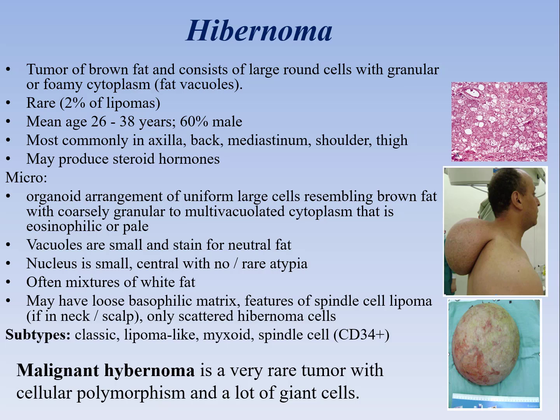Often there is a mixture of white fat. It may have a loose basophilic matrix, features of spindle cell lipoma, with only scarce hibernoma cells, but it's rare. Subtypes: classic, lipoma-like, myxoid, and spindle cell. Malignant variants of the hibernoma are very rare. In this case, we can see features of cellular polymorphism, presence of a lot of giant cells, and atypical mitosis.